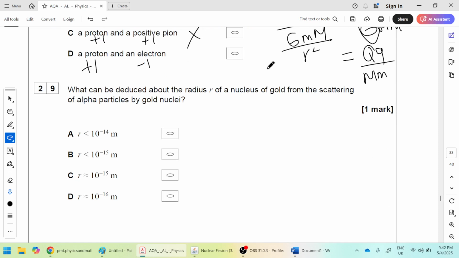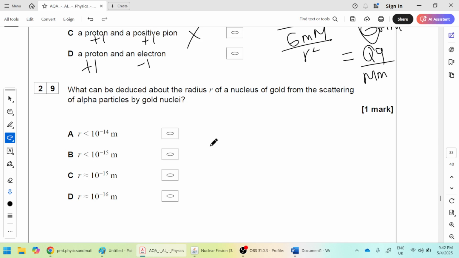What can be deduced about the radius R of a nucleus of gold from the scattering? This must be some sort of value that's in the book somewhere, because I can show you how to calculate this, but for that I would need the mass.